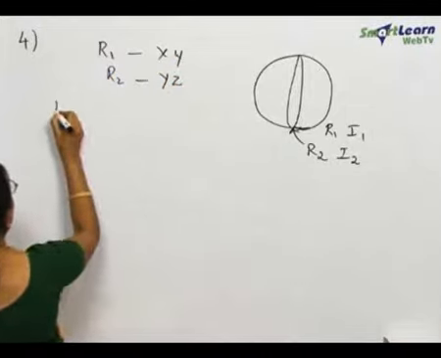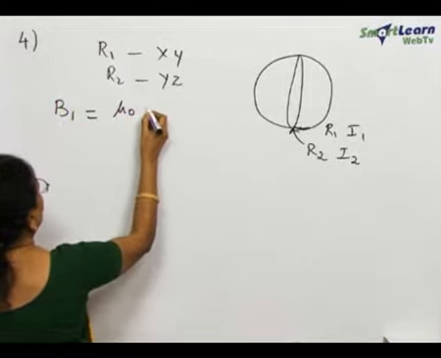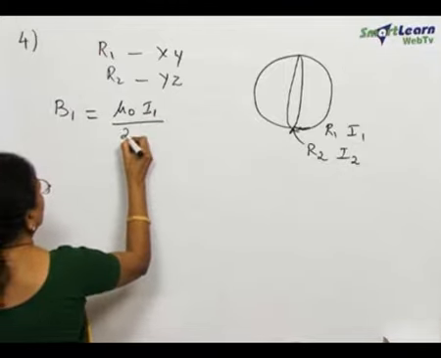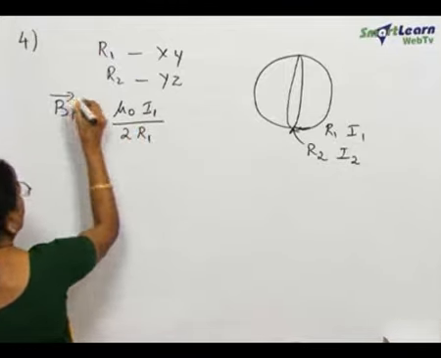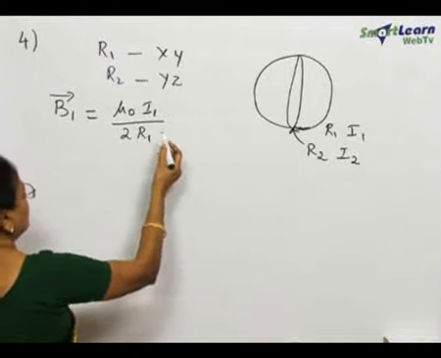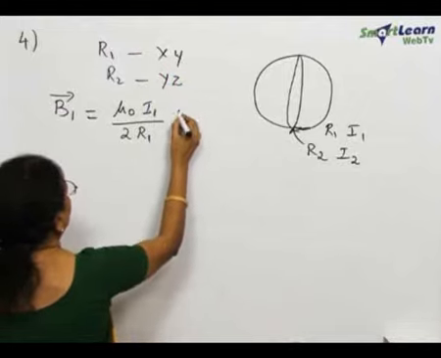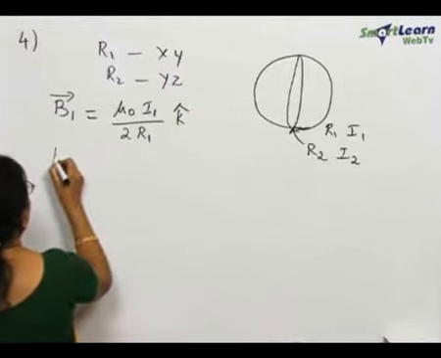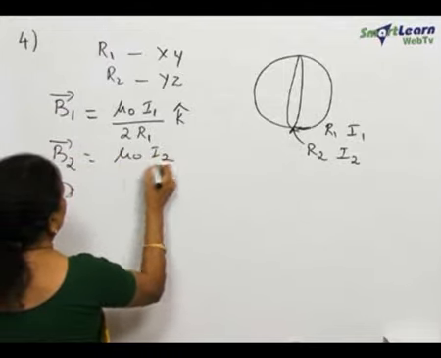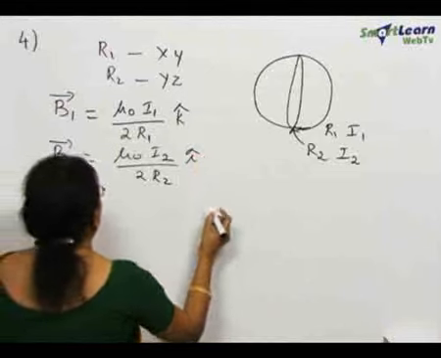Let us calculate first B1 and B2. B1 equals mu naught I1 by 2 R1, and always the magnetic field is perpendicular to the plane. So, what is the unit vector perpendicular to the xy plane? K vector. Similarly, B2 will be mu naught I2 by 2 R2, in the yz plane, I vector.